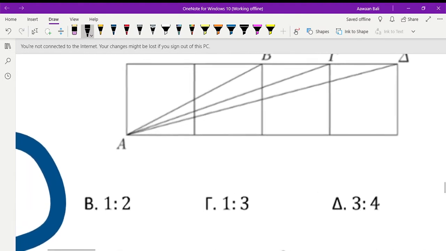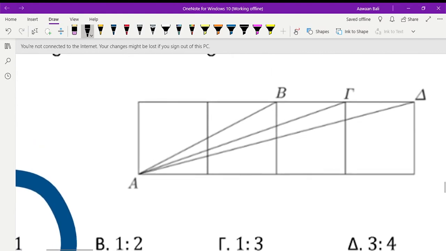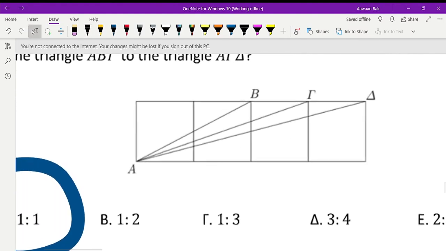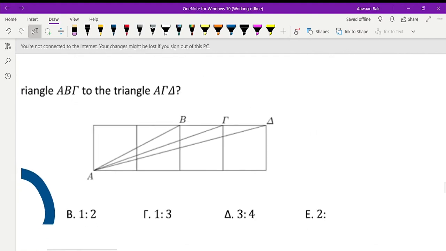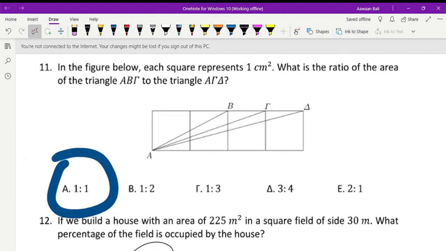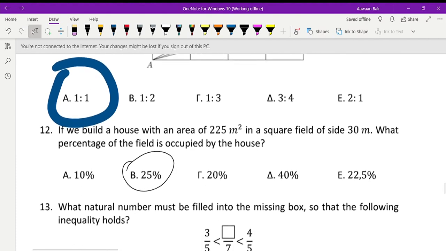You can also do this as an approach if you say, since each square represents 1 centimeter squared, and if you add them all together you can say half, so then they're both equal. So the answer is alpha 1:1.